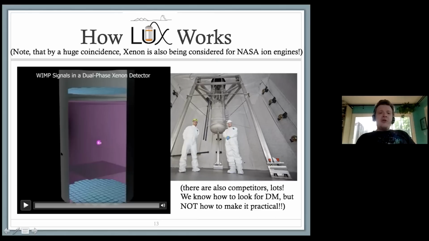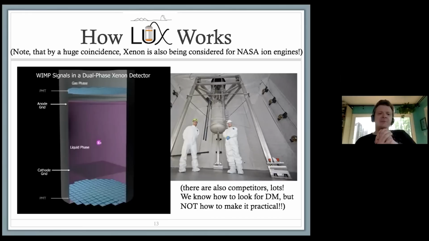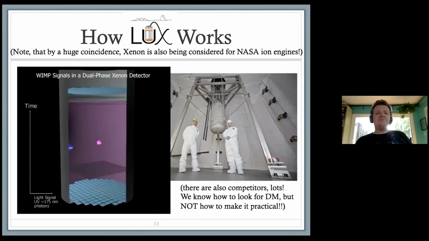The concept here is that you wait for dark matter to come bump into one of the xenon atoms. This whole vat of liquid xenon is under an electric field, which I'll explain why that's necessary. So you have PMTs, photomultiplier tubes, that are going to look for the ultraviolet scintillation light from the xenon. So the idea here is dark matter's coming along, and it hits a xenon atom. You get this flash of light that is detected primarily in the bottom.